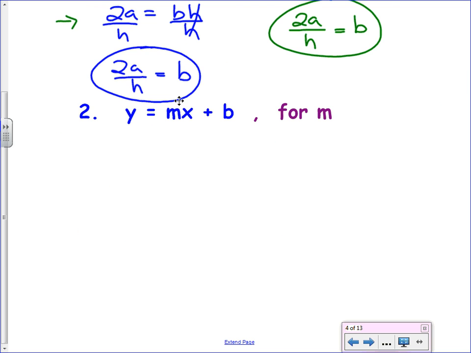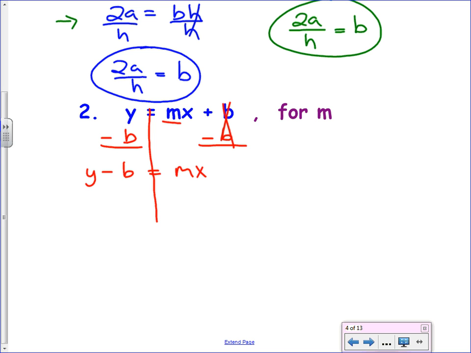Now let's take a look at number 2. We have y equals mx plus b, and we're going to solve for m. So let's draw our line straight down the equal sign so we make sure that we keep everything separated. And my m is right here. I need to keep that by itself, so I have to move everything away from the m. So I have this b over here. What's the opposite of adding b? It is subtracting b. So I'm going to subtract b from both sides. That should cancel off. That would then give me y minus b equals mx.